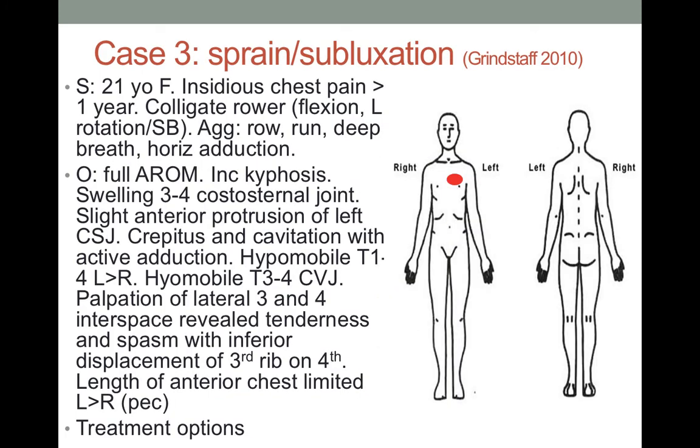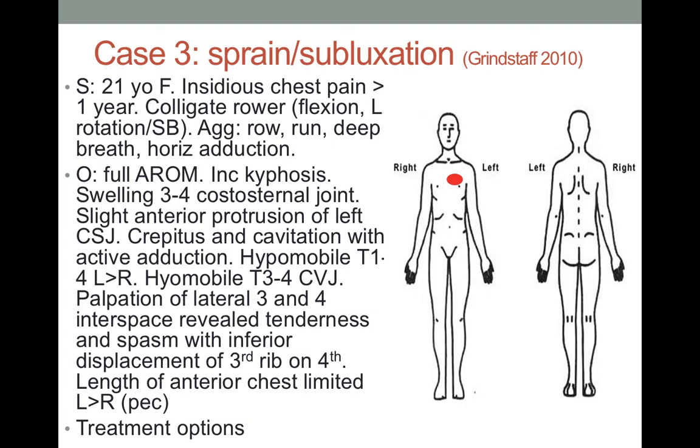To help you better understand the presentation and management of rib sprains, we will use this case. Your patient is a 21-year-old female with insidious onset of chest pain beginning 1 year prior. She is a college rower, meaning she moves into flexion, left rotation, and left side bending often. Aggravating factors include rowing, running, deep breaths, and horizontal adduction of her shoulder.